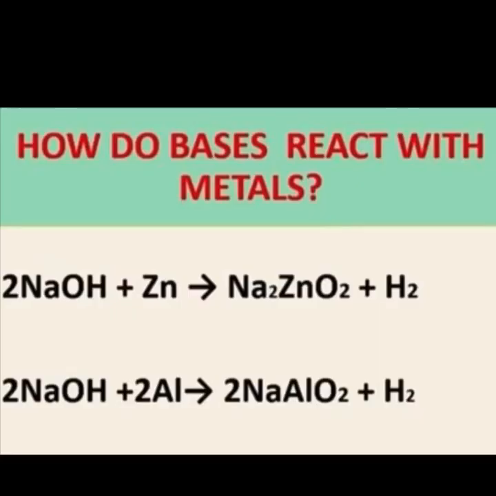Now, how do bases react with metals? When bases react with metals, salt and hydrogen gas are formed. In the case of sodium hydroxide, we know that sodium hydroxide is an example of a base, right? When sodium hydroxide is reacted with zinc, what are the products formed? Sodium zincate and hydrogen gas. Sodium zincate is a salt.